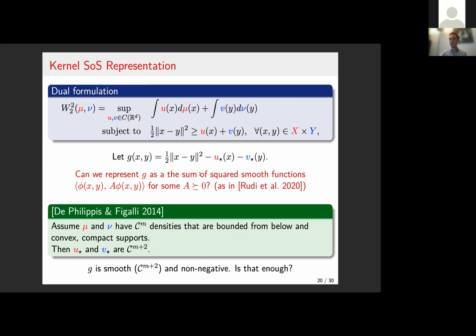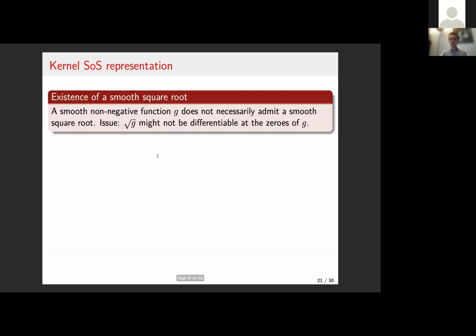And the question is, is that enough to write G as a sum of squares? It's not obvious, because, for instance, you might think, okay, G is non-negative and smooth, so why don't I just take the square root of G and write G as square root of G times square root of G? Well, if you take a smooth non-negative function, it's not necessarily the case that it's going to admit a smooth square root, because the square root of G might not be differentiable at the zeros of G. For instance, if you take the real-valued function that maps x to x squared, then the square root of G, the square root of x squared, is just the absolute value of x, and this is not differentiable at 0. It might not always be the case that you can represent a smooth non-negative function as a square or even a sum of squares.